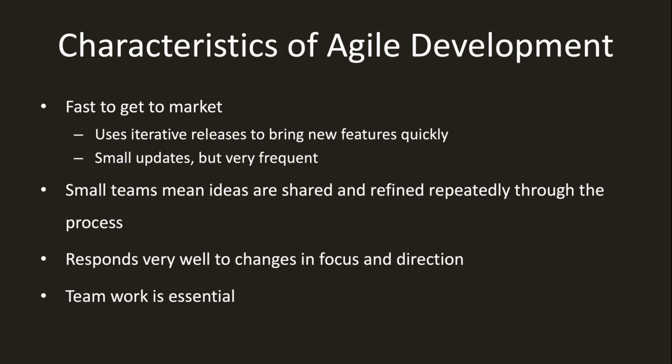So, as I said, fast to get to market. It's really important to get out there and get something that users can use. After that, you use iterative releases to bring new features quickly so that you can respond to what's going on. You'll find that, particularly in the early days of the app stores, there were a lot of applications that changed direction rather rapidly as they discovered that they were answering the wrong problem, but they had the right data, or they had the right idea, but they weren't implementing it correctly.